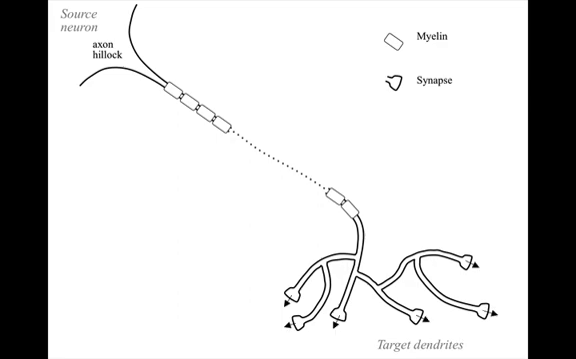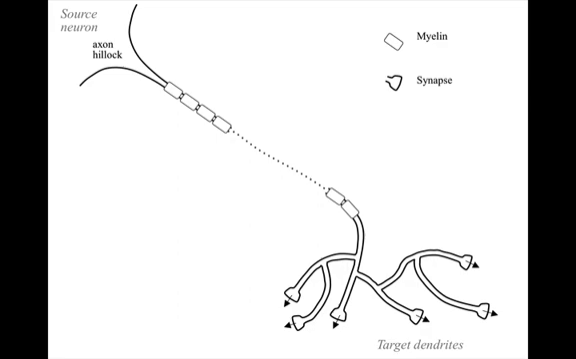When an action potential arrives at a synapse, it triggers the release of a chemical called a neurotransmitter. This neurotransmitter diffuses across a narrow gap to interact with chemicals that are embedded in the membrane of the target neuron. These membrane chemicals are called receptors. The interaction between the neurotransmitter and the receptor affects the target neuron in various ways.